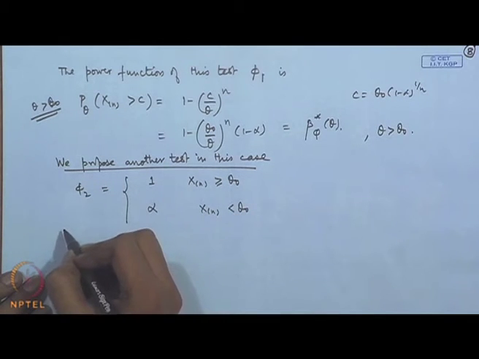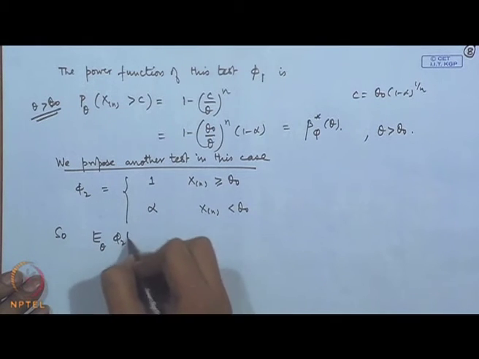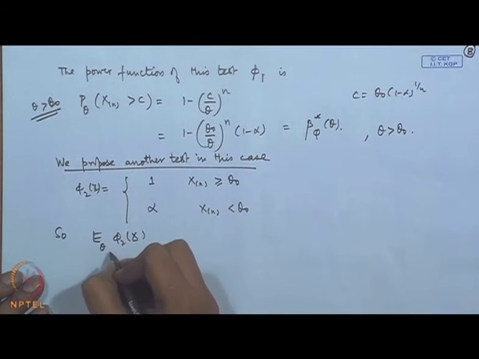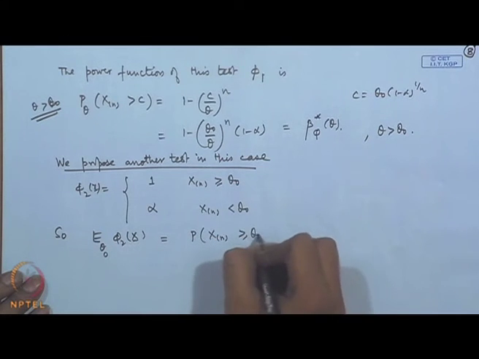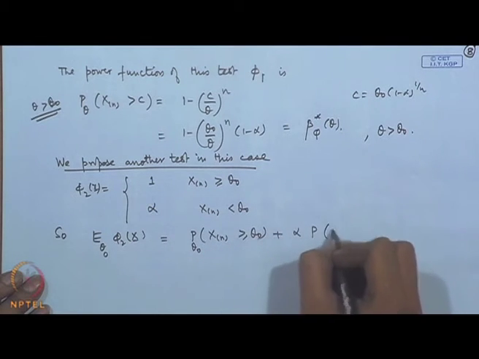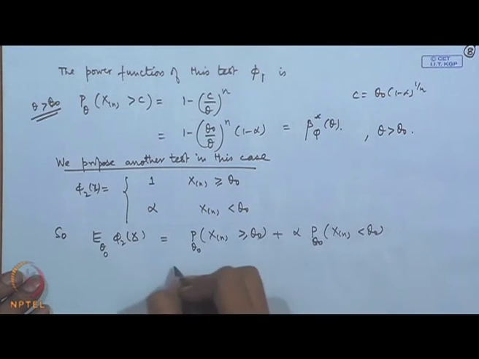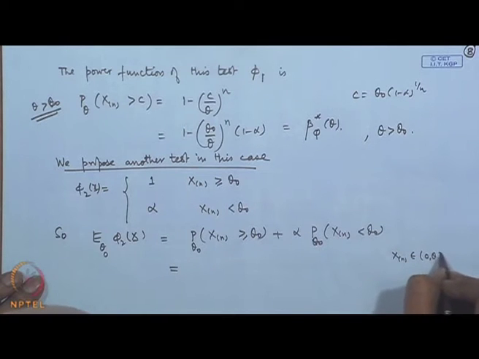So, if I consider the expectation of phi 2 under theta naught, then it is equal to probability of x_n greater than or equal to theta naught when theta is equal to theta naught, plus alpha times probability of x_n less than theta naught when theta is equal to theta naught. Now, when theta is equal to theta naught, then x_n has the range 0 to theta naught.